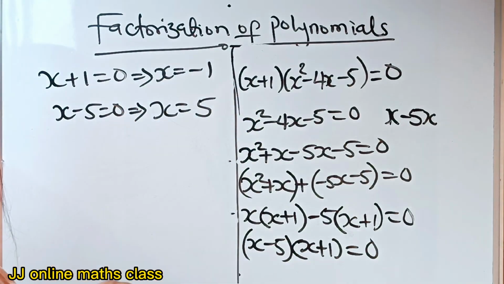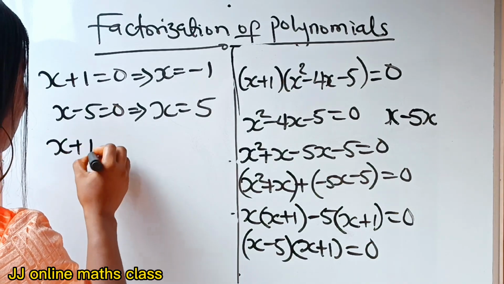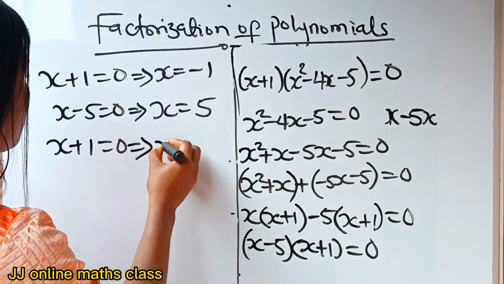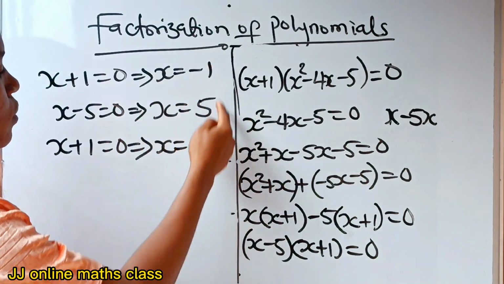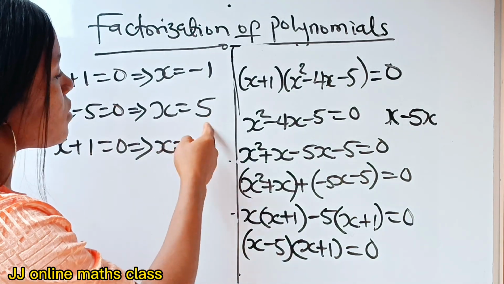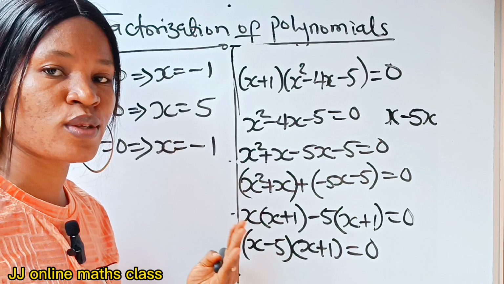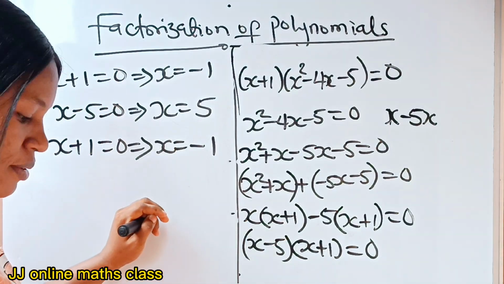Now we have x plus 1 again. x plus 1 is equal to 0. So this implies that x is equal to minus 1. That means we have x is equal to minus 1 twice, and then x is equal to 5 as the solution to this particular polynomial.